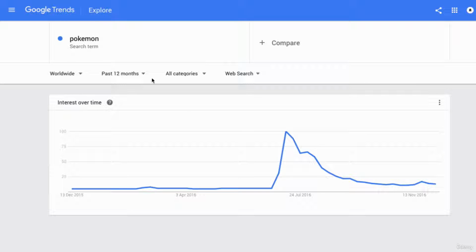For example, the word Pokemon started really hitting the search engines around summer of 2016 when Pokemon Go was due to be released. Then you see this huge spike and then you see the interest waning here. So you can look at things like interest over time, whether it's growing, whether it's waning, and see if you're at a time point where it's optimal to launch.